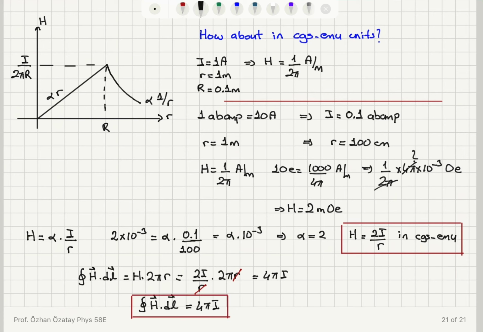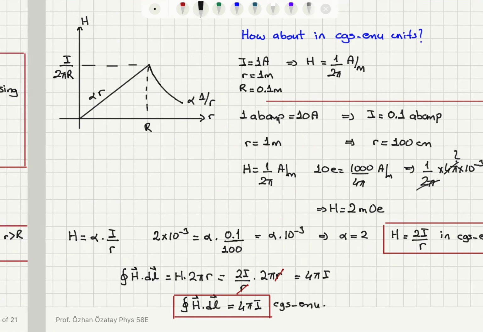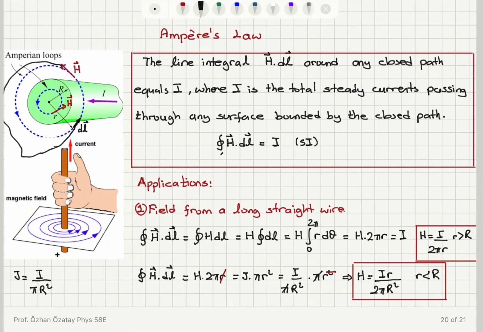So this is in CGS EMU units. So I can edit here. I have found out that the closed path integral H dot dl is 4 pi I in CGS electromagnetic units. In SI, H is in amps per meter, L is in meters, I is in amps. Here, H is in oersted, L is in centimeters, I is in amps.